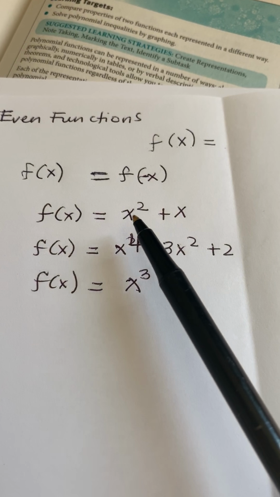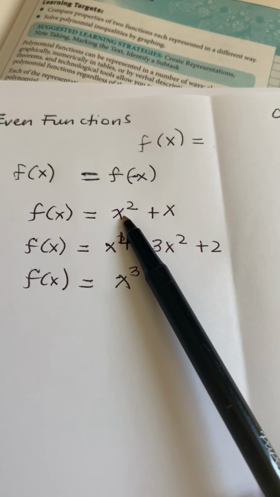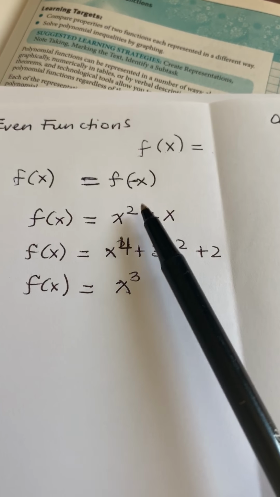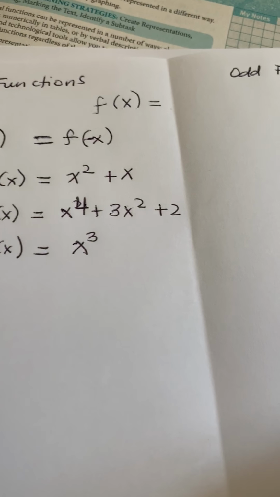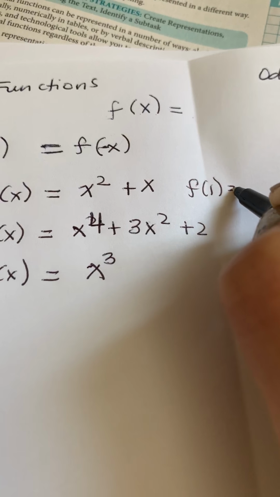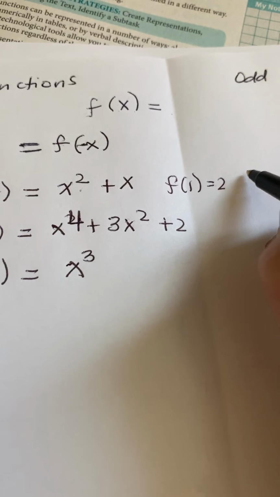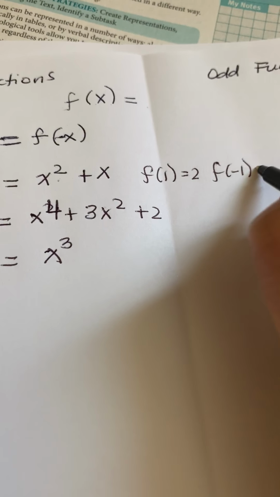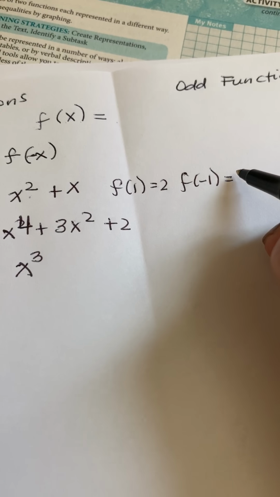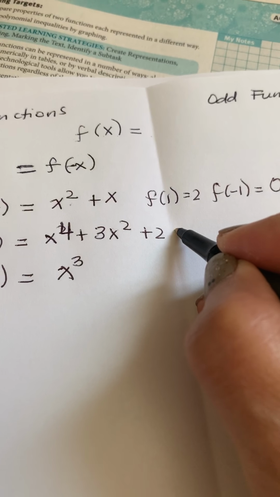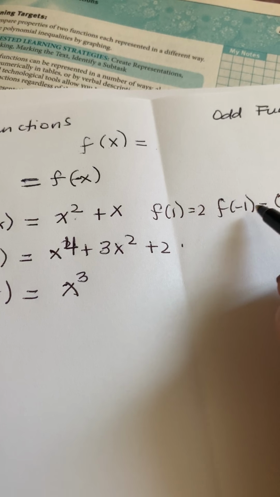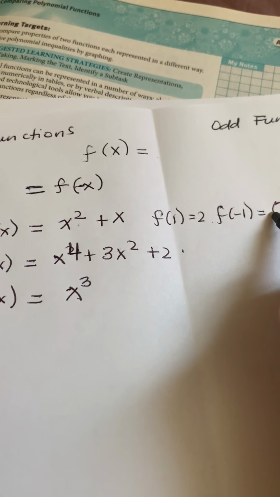So if you substitute 1 for this one, f of 1 is equal to 1 plus 1, which is 2. f of negative 1 is 0. You substitute negative 1 here. So this is not an even function, because they are not equal.